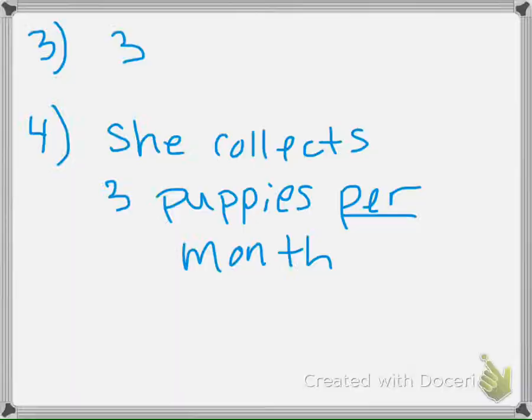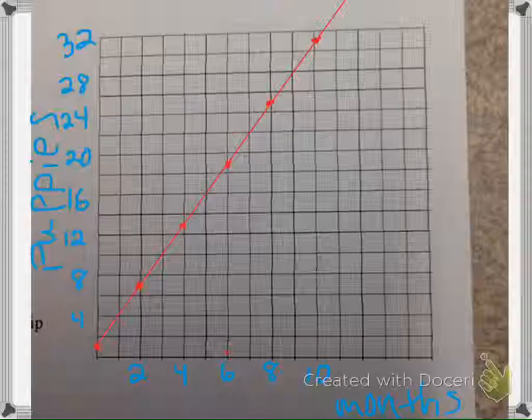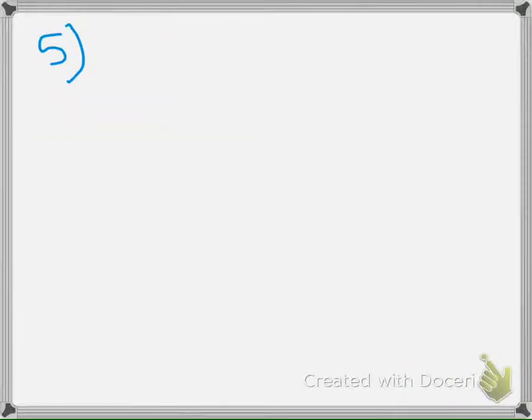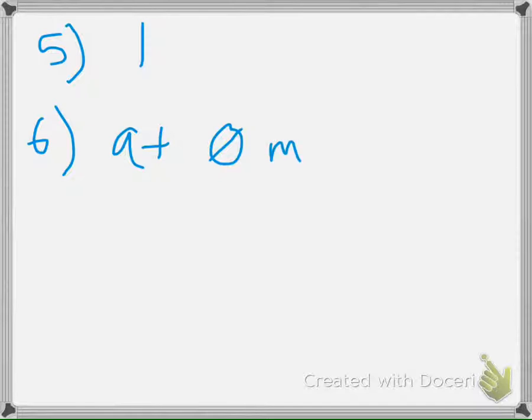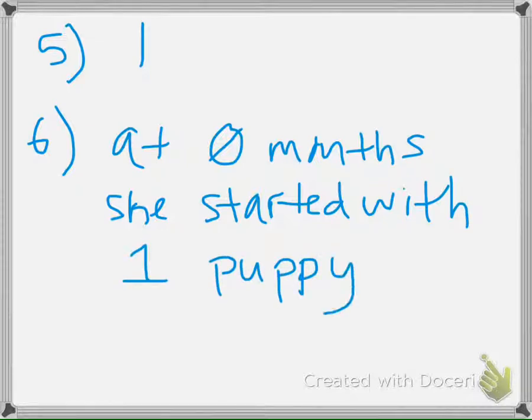Okay. Number 5 is what is your y-intercept? The y-intercept we found was 1, and I could even compare that to the graph, was 1. And explain the y-intercept, it means at 0, your explanation must say at 0 months she started with 1 puppy. So she already had 1 puppy.